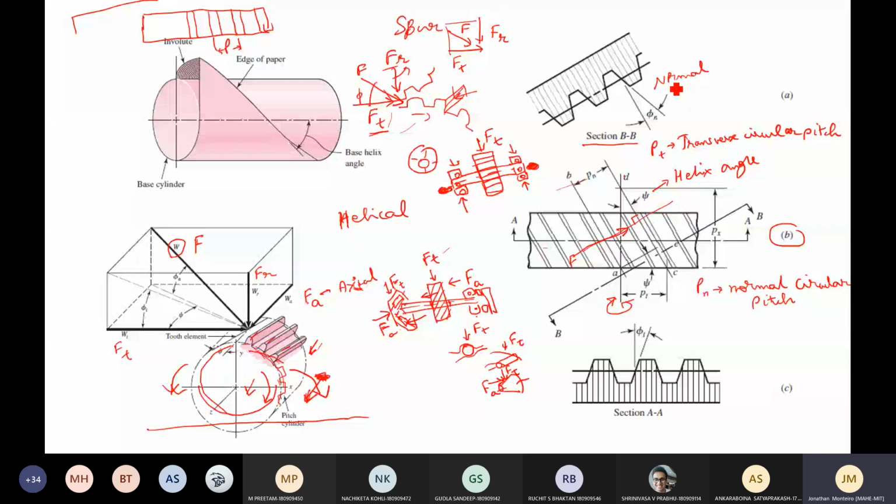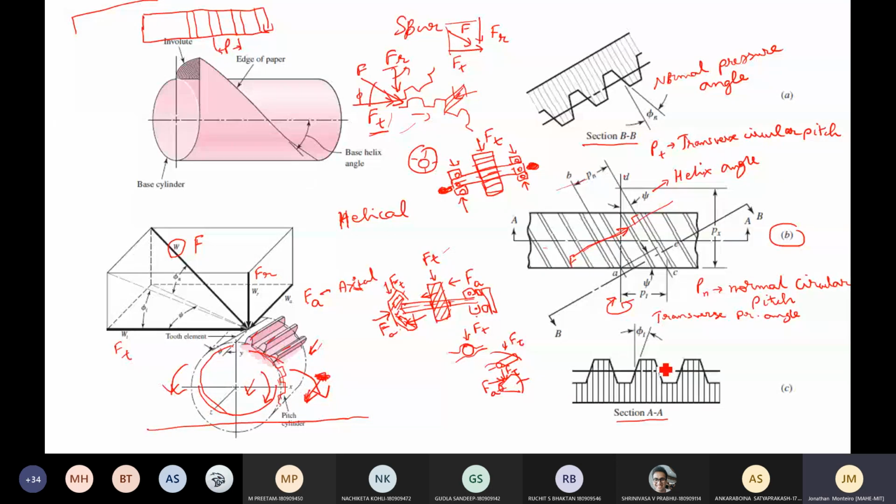Correspondingly, if you cut a section AA that is perpendicular to the axis of rotation, you will also get a profile like this, but the profiles will be different. They may look very similar, for example section AA and section BB, but of course the angle will be different because they are two different planes cut at a difference of a helix angle. So here you will get phi t, which we call the transverse pressure angle.